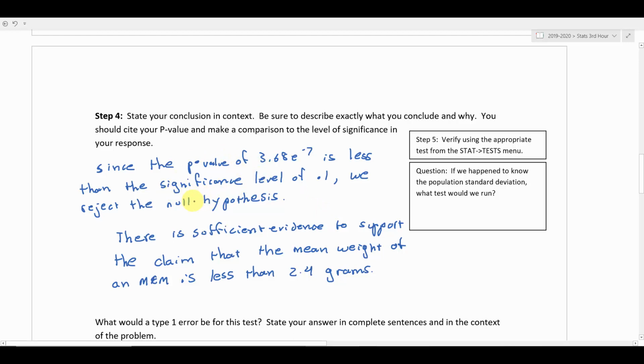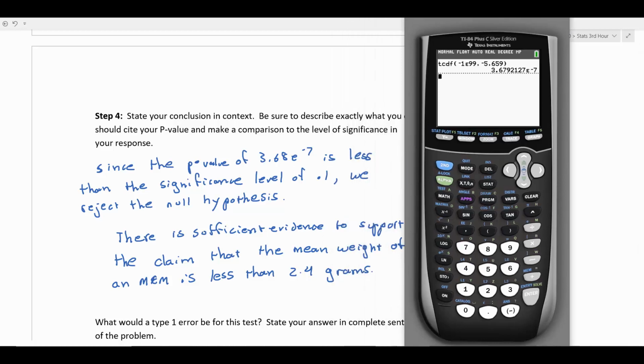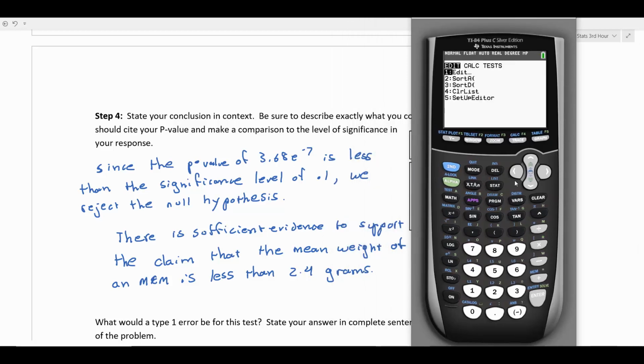So we want to verify this using an appropriate test from our calculator. So I want to show you how to run this test on your calculator real quick. So if we go here, we're going to hit Stat. We're going to go over to Tests. And you'll notice the very first two tests here are a z-test and a t-test. We did a t-test since we did not know the population standard deviation. So I'll hit Enter. And we're going to be entering in the stats. I'll show you an example with the data here in just a minute.